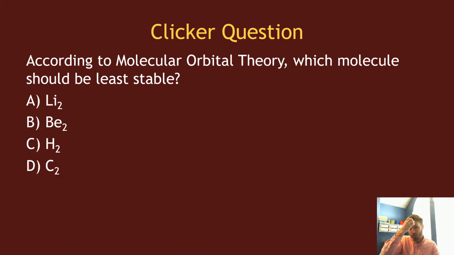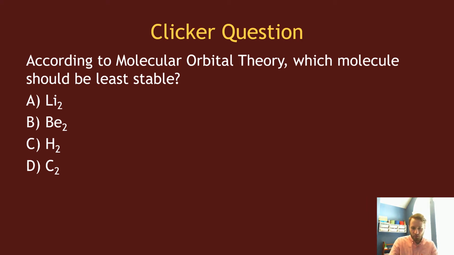All right, for this question, according to molecular orbital theory, which molecule would be the least stable? To answer this question, we have to draw out the MO diagrams. Conveniently, all of these have the same ordering of the sigma and pi orbitals in the p space, so we don't have to worry about that. We can just use the same MO diagram for everything.